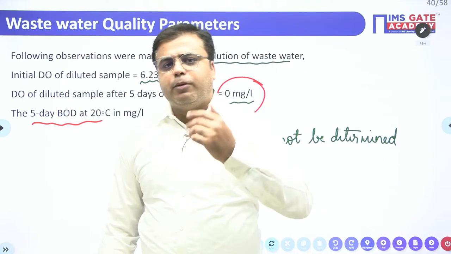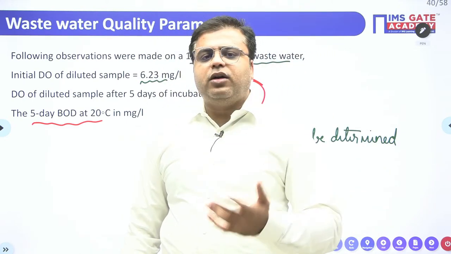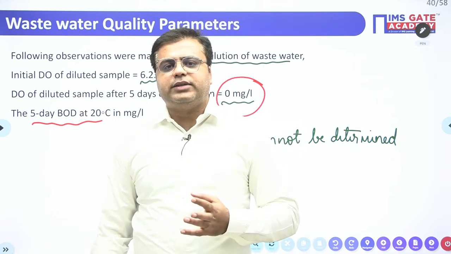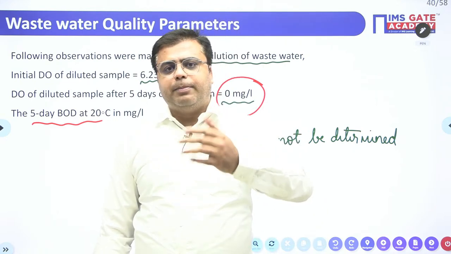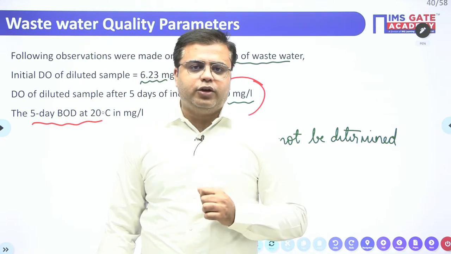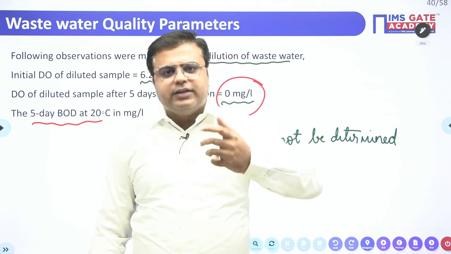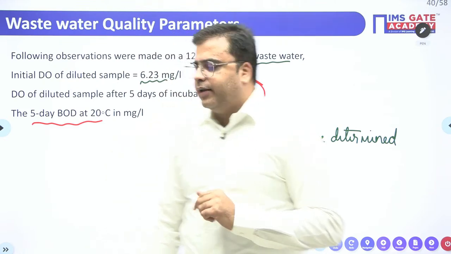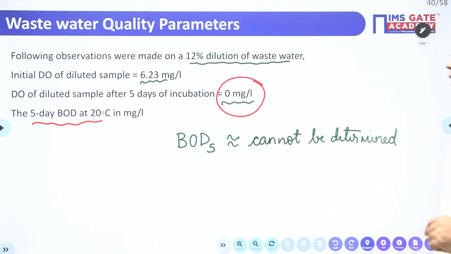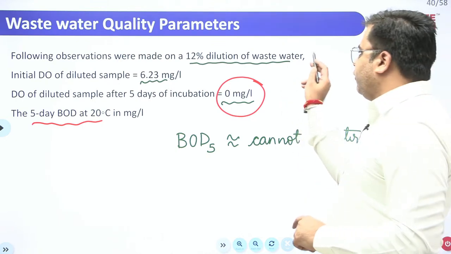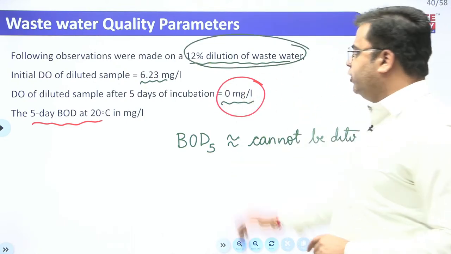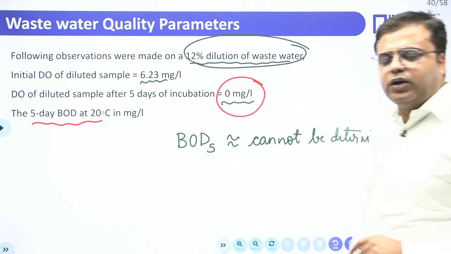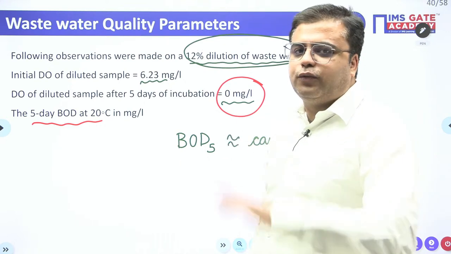Because there may be a possibility that the dissolved oxygen in the diluted sample may be used up even before 5 days of incubation. And if further dissolved oxygen could have been there, more decomposition will happen, right? So whenever your final DO is zero, your BOD cannot be determined. You need to increase the dilution of your wastewater and again repeat the test for BOD.